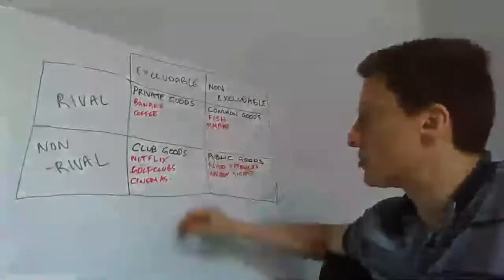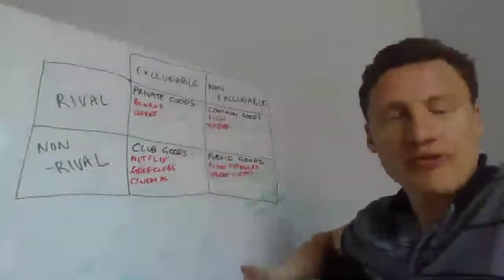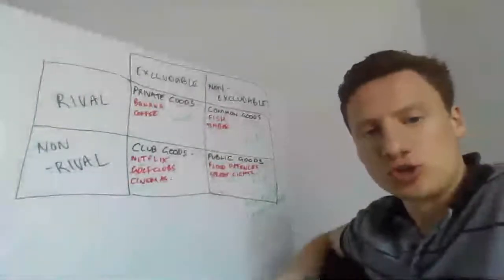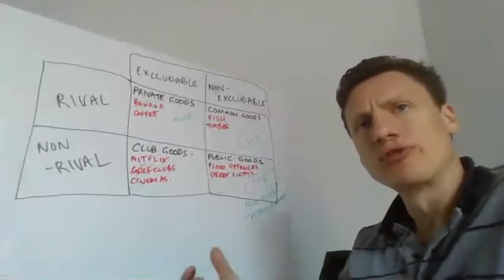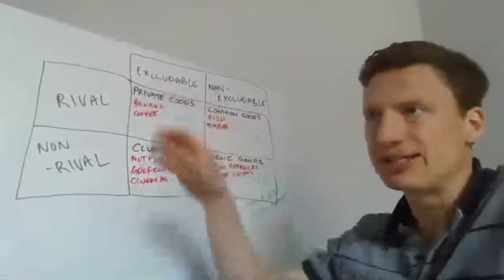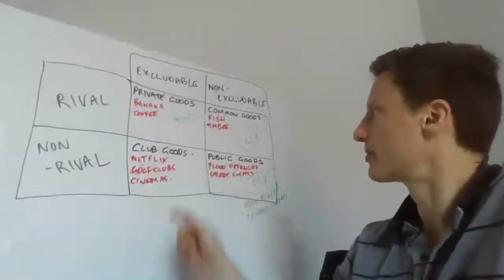So why are these good examples? Netflix: once I've paid for a Netflix subscription, I can consume a movie, but you can consume that movie at the same time. And both of us watching that movie in different places doesn't affect each other's consumption.